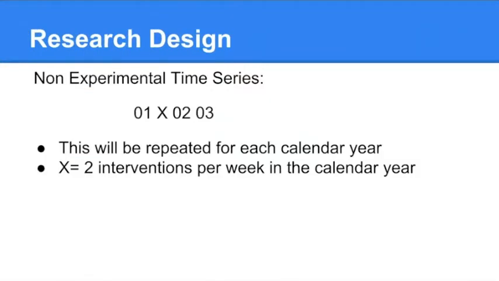For our research design, we use a non-experimental time series. We will have a pre-test, our intervention, and 2 post-tests. This will be repeated for each calendar year. X is our intervention, which will be 2 times per calendar year.